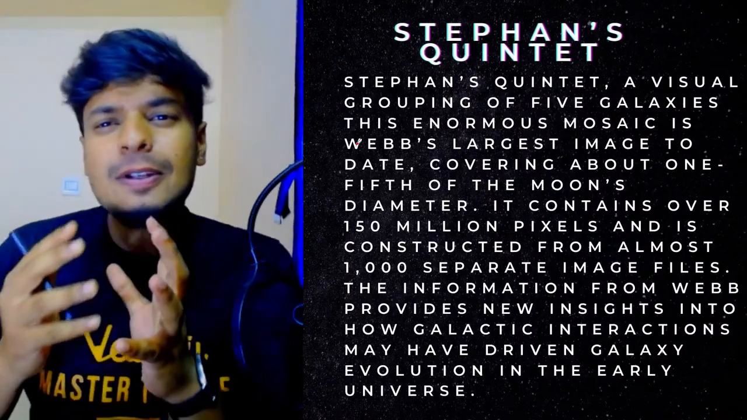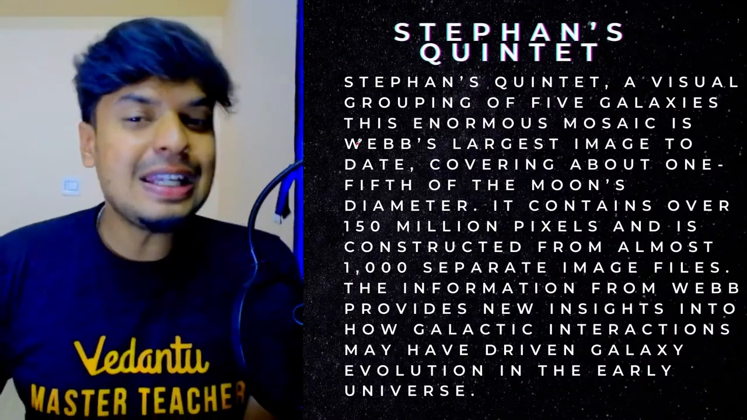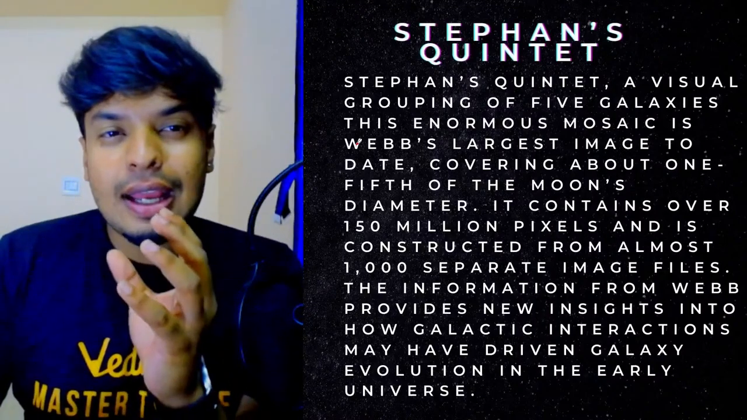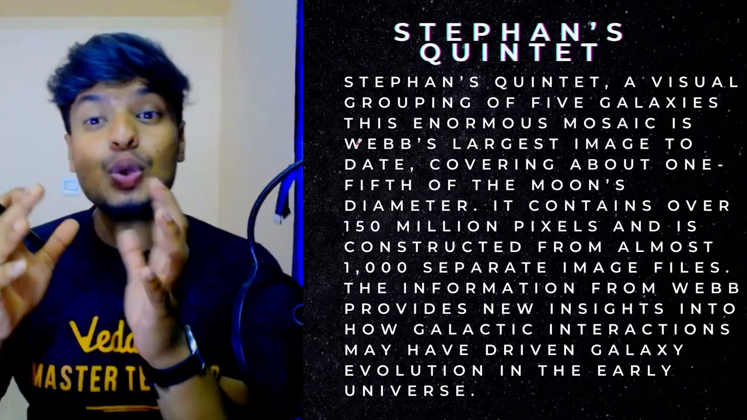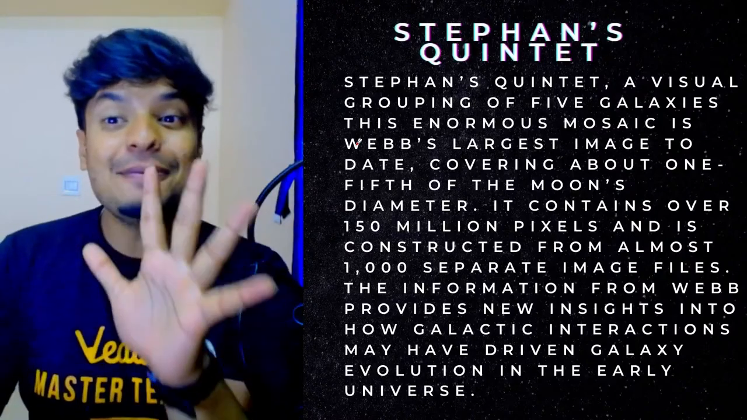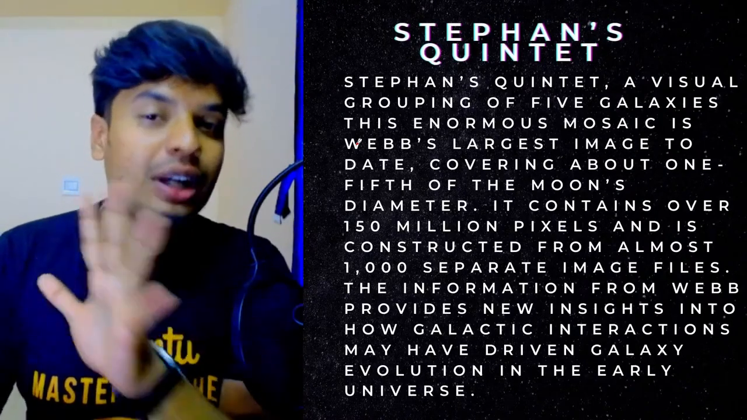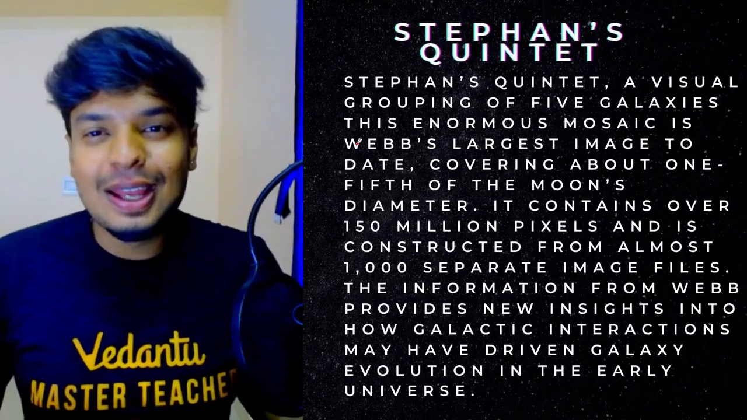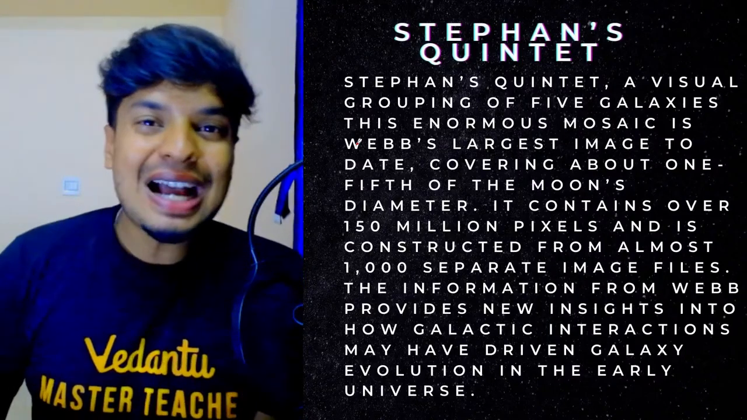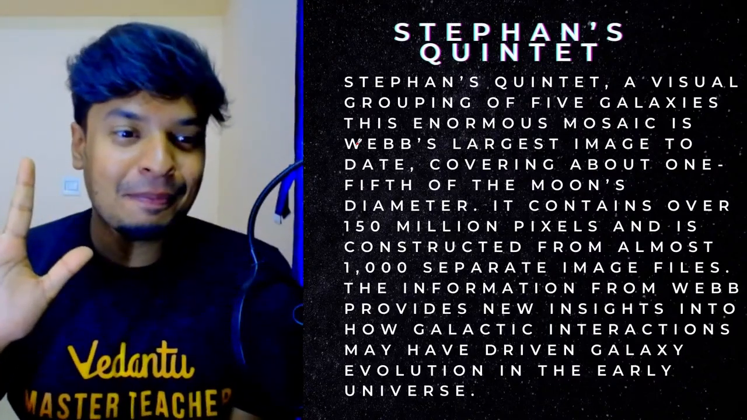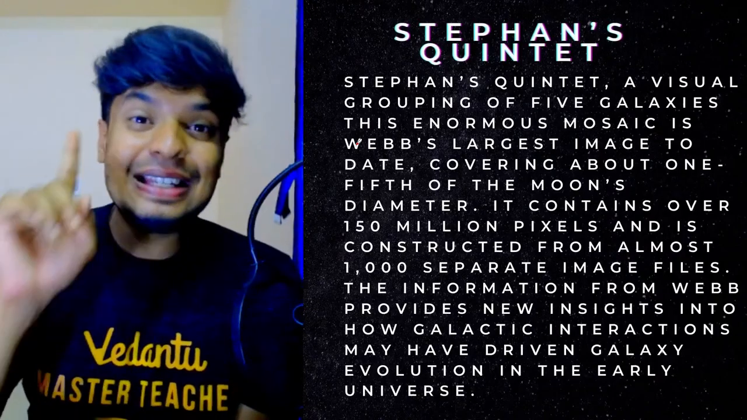Now, what is the Stephen's Quintet? This Stephen's Quintet is amazing. Why? Because it's a visual grouping of 5 galaxies. What galaxy are we in? Milky Way galaxy. The picture you're about to see has 5 galaxies in it. 5 galaxies in one picture.